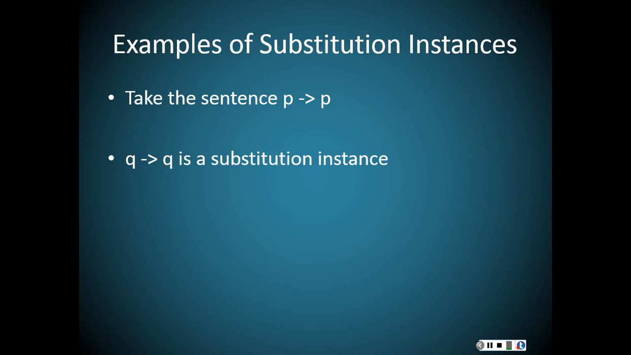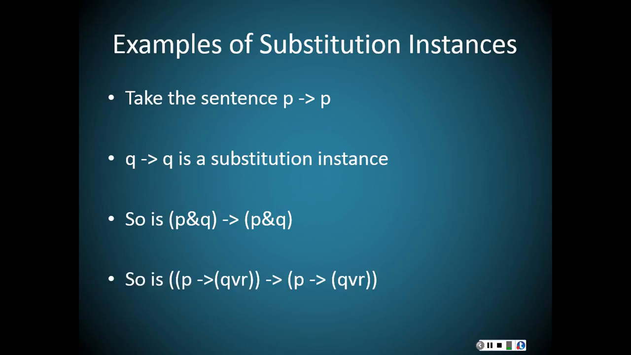If Q then Q is a substitution instance of if P then P, because we can get the sentence if Q then Q by taking every occurrence of P in the original sentence and replacing it with an occurrence of Q. Likewise, the sentence if P and Q then P and Q is a substitution instance of the sentence if P then P, because we can get this sentence by taking every occurrence of P in the original sentence and replacing it by the sentence P and Q.